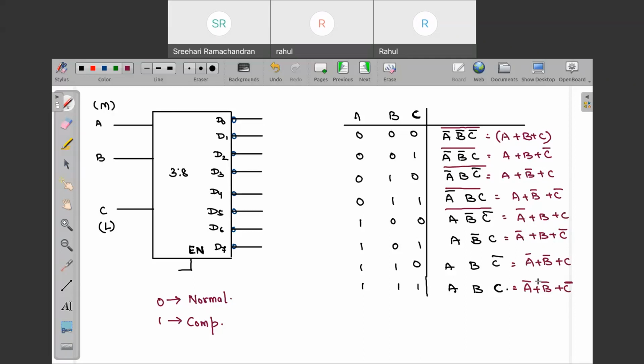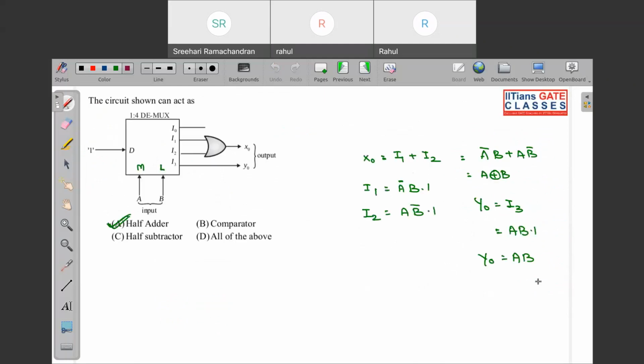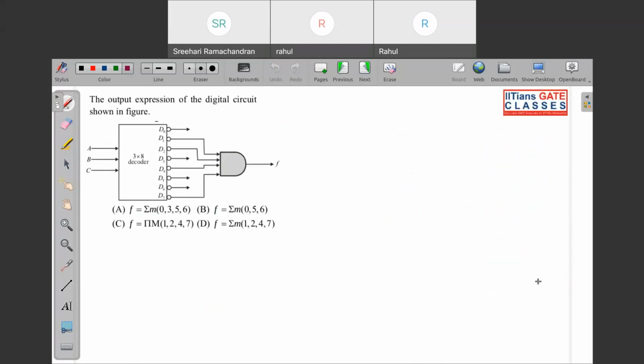Is this clear? Any doubt? Clear, sir, clear. Okay, fine. So now we have a question, a very simple question. You can see that basically it is used to generate maxterms or minterms.